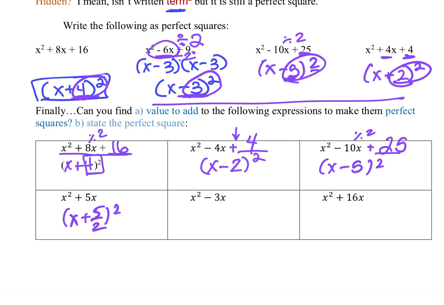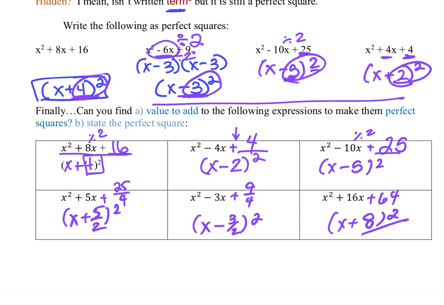So 5 over 2 squared is what we have to do to get this number. The top number is 25, the bottom number is 4. Just square the top, square the bottom, and you're done. This one, same idea. Take 3, divide it by 2, and you get the number in here. Square the top, square the bottom, and you have the perfect square equations. This one, take 16, divide it by 2, square the 8, and you get 64. That is it. Those are the 3 pieces to solving a perfect square equation, or solving using completing the square.